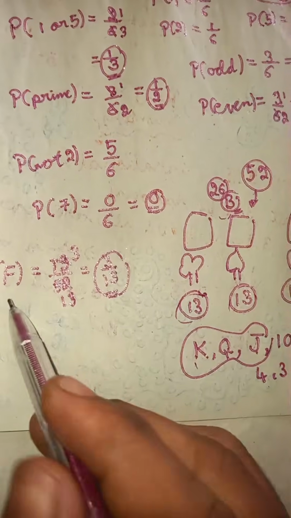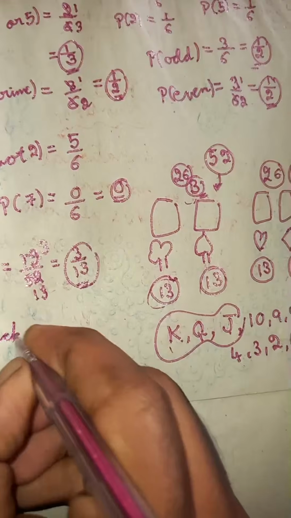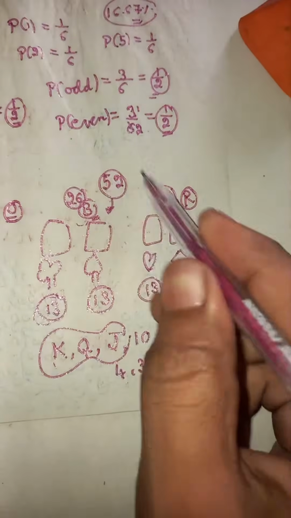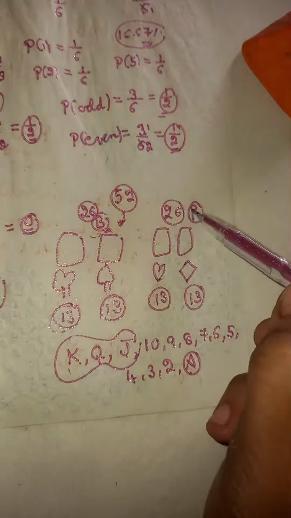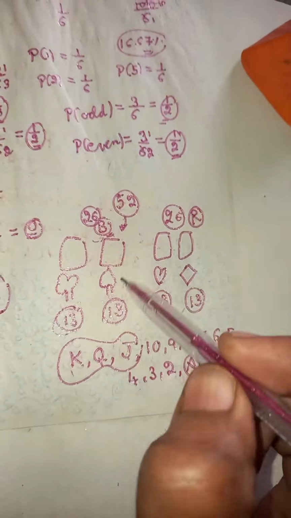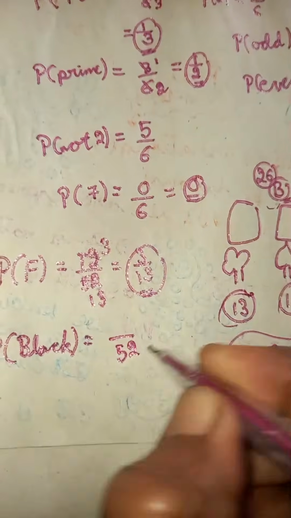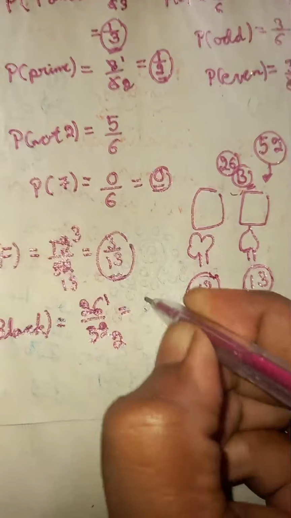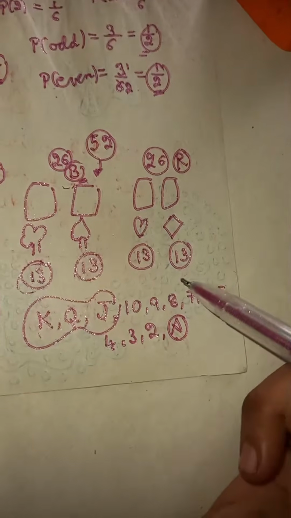Now I'm going to tell you the probability of finding black cards. How many cards here are the black cards? Among the 52 cards, 26 are black cards and another 26 are red cards. So there is a half chance of getting a black card. You can take it out of 52 cards. There are 26 chances of getting a black card, so it is a half chance.